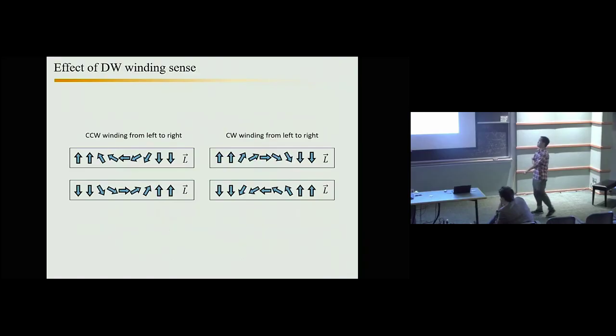Okay, so the next item I want to talk about is the effect of domain wall winding. In fact, there are a couple different types of domain wall that you can realize, and through a bunch of iterations of the experiment, we managed to realize all four types.